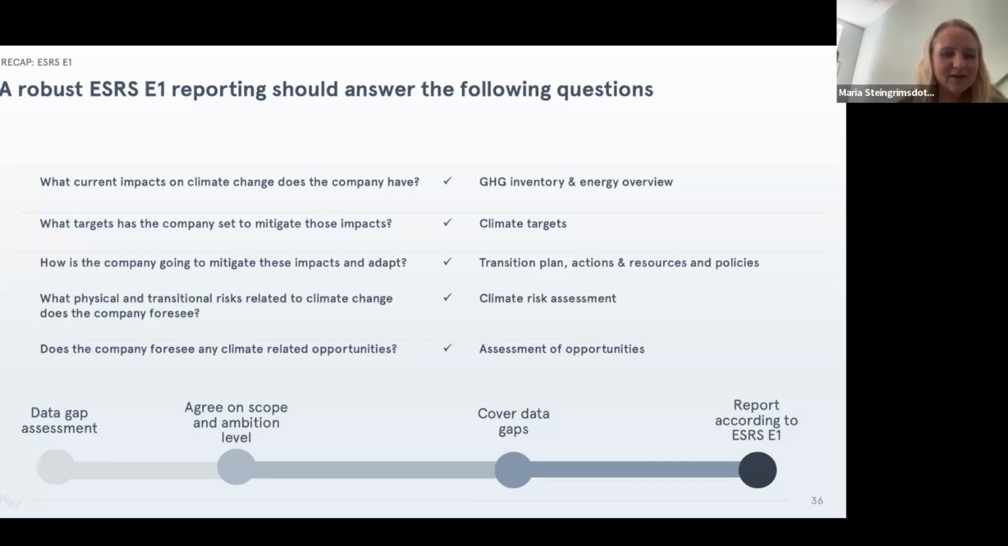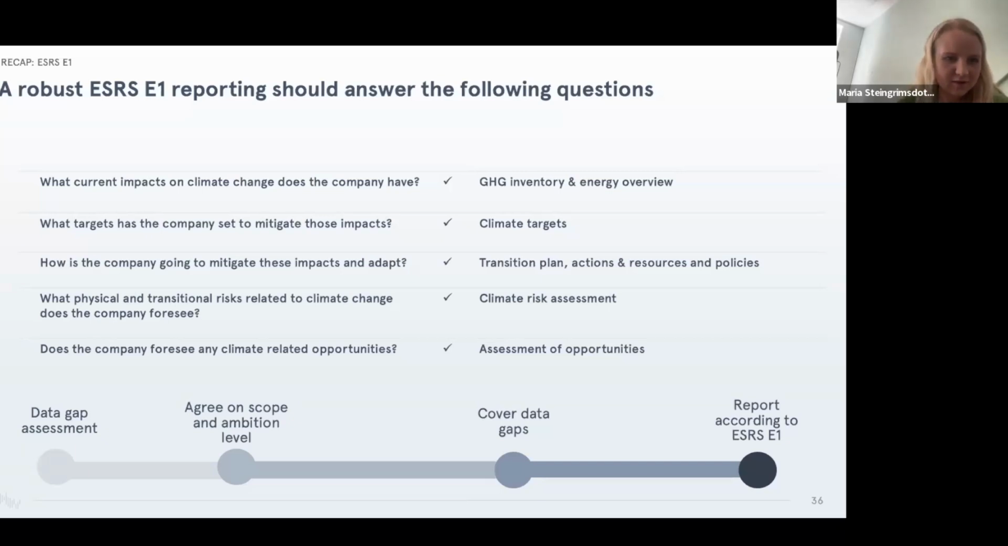What current impacts on climate change does the company have? Here you need to look into the greenhouse gas inventory and energy overview. What target has the company set to mitigate those impacts? Here we're talking about the climate targets.